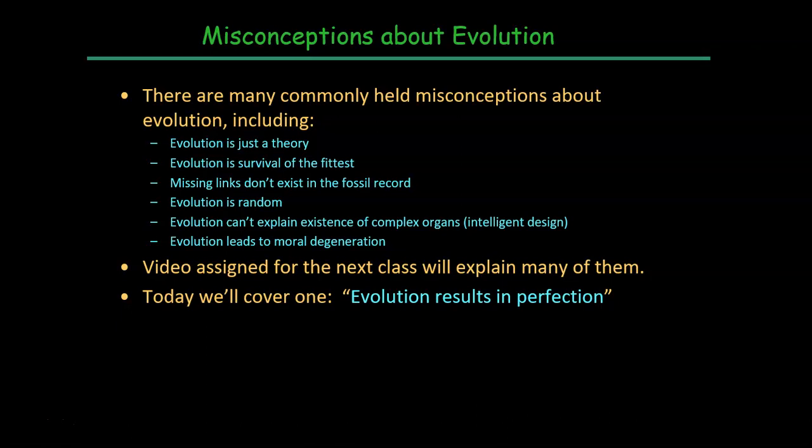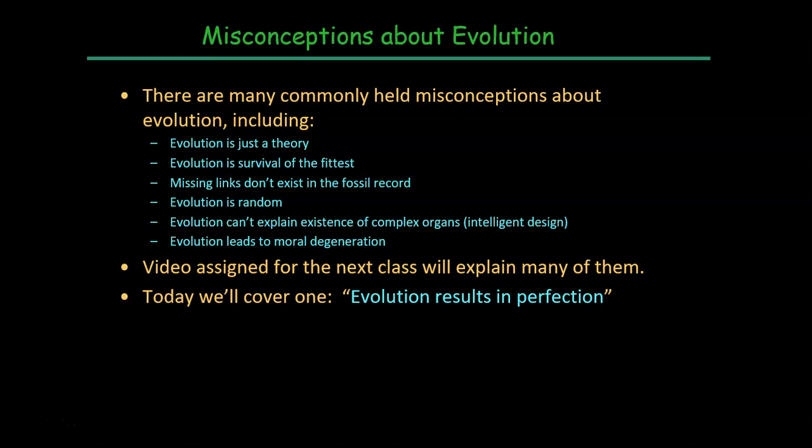All right, and then finally, evolution leads to moral degeneration. It is absolutely true that in human history, the idea of evolution has been co-opted by those that would try to put themselves above others, even to the point of eugenics and genocide. That has absolutely happened, and some have flown those ideas and done those things under the flag of pursuing evolutionary perfection.